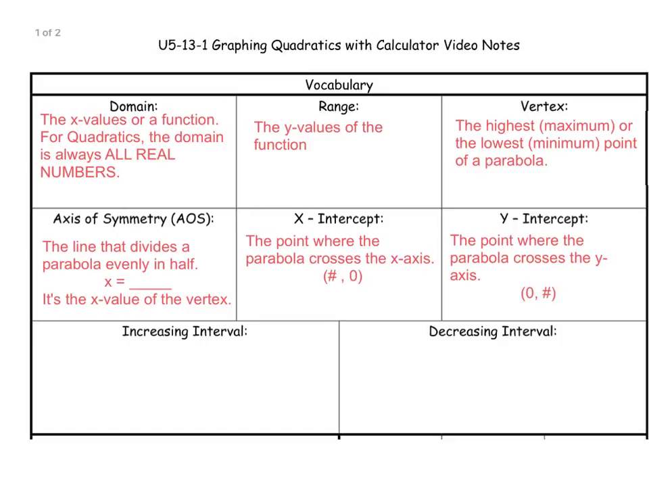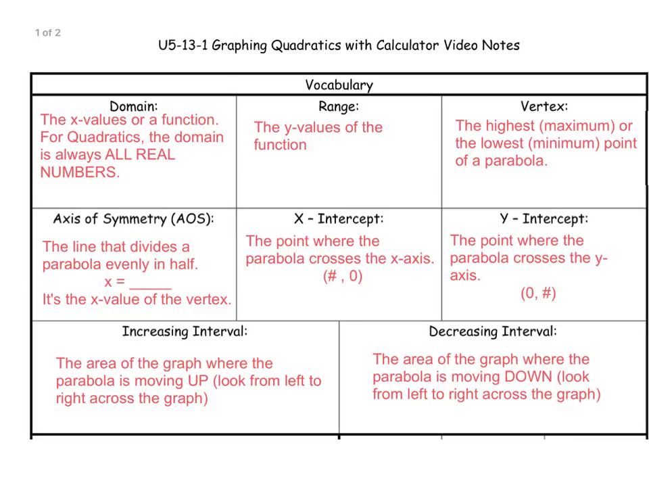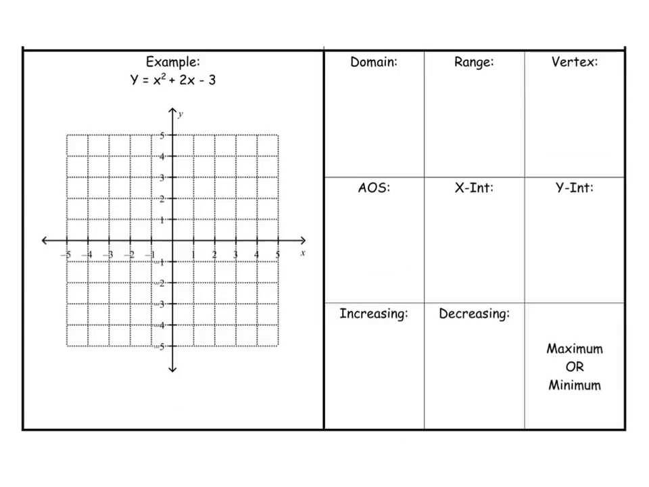Okay, so the last two terms on our vocabulary list are the increasing and the decreasing interval. And this will be a little more clear when I show you the graph, but the increasing interval is just where the graph is increasing or going uphill when we're looking at the graph from left to right. The decreasing interval is where the line is going down or the line is decreasing when we're looking at the graph from left to right. Okay, so now that we have the vocabulary, we're going to take a look at how to interpret all this from a graph of a quadratic function.